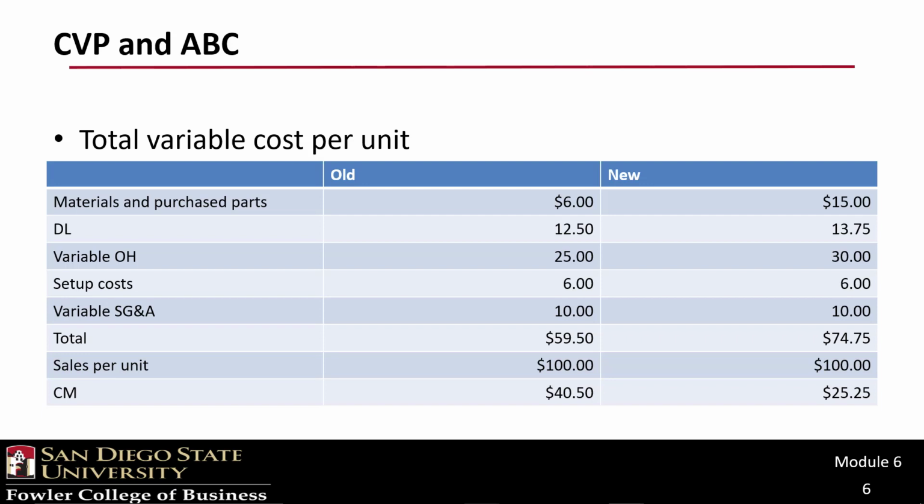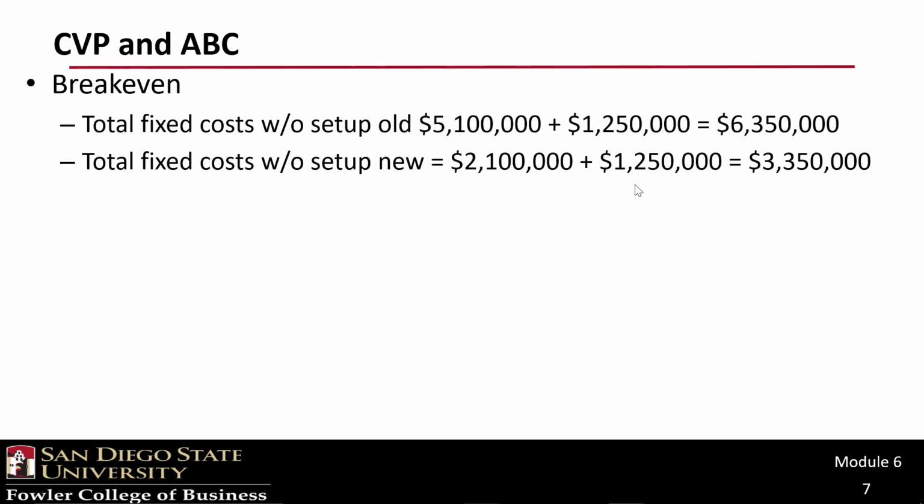Okay, to calculate break-even, we're going to use a two-step process. And the first is we're going to estimate break-even using our fixed costs. And then the second step is to consider our activity-based costing system to true up those estimates. Okay, so we start with total fixed costs without the setup for the old system. That was the 5.1 million. Our remaining fixed costs were the SG&A fixed costs of 1.25 million. So total fixed costs were 6.35 million. Under the new setup, recall that our fixed costs were reduced to 2.1 million without setups, plus the SG&A of 1.25, that's 3.35 million.